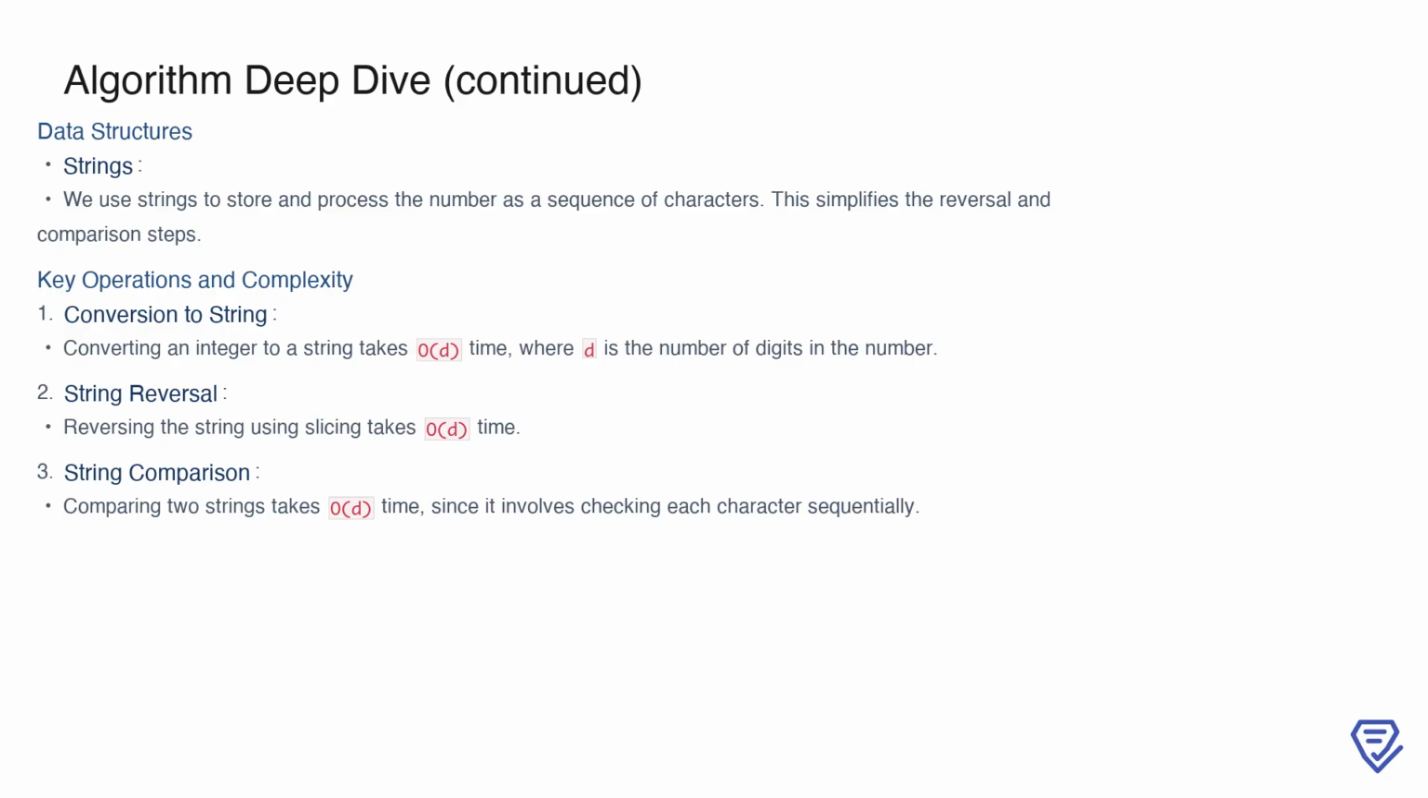First, converting an integer to its string representation takes d time, where d is the number of digits in the number. Next, reversing the string using slicing also takes d time, as each character is accessed once. Finally, comparing the original and reverse strings is another d operation, since it involves checking each character sequentially. Together, these steps ensure that the algorithm is efficient and well suited for this problem.